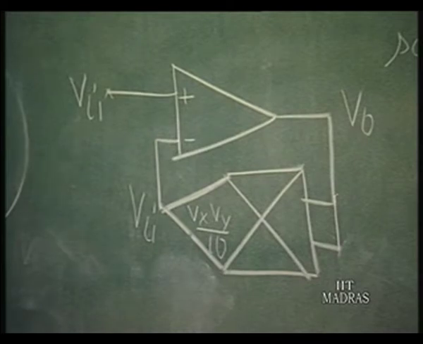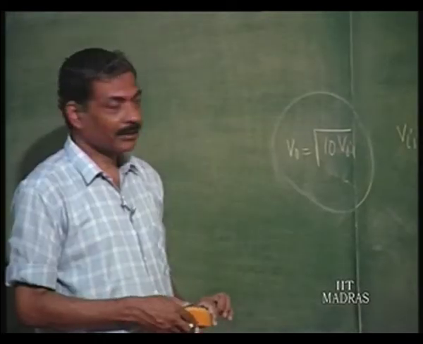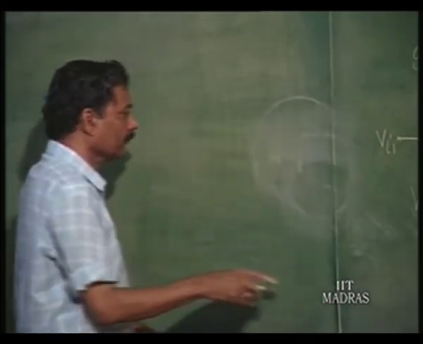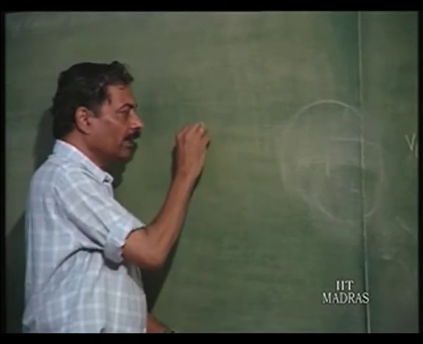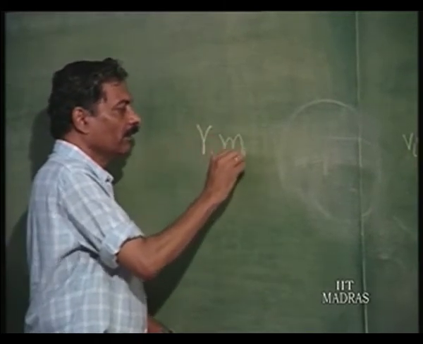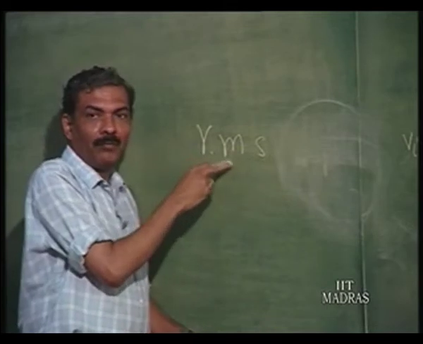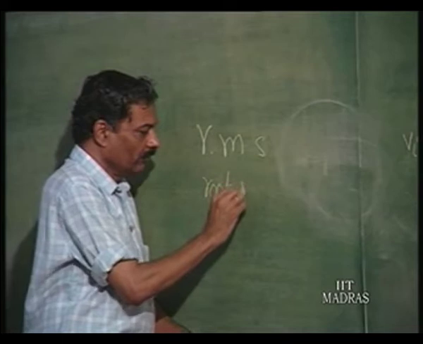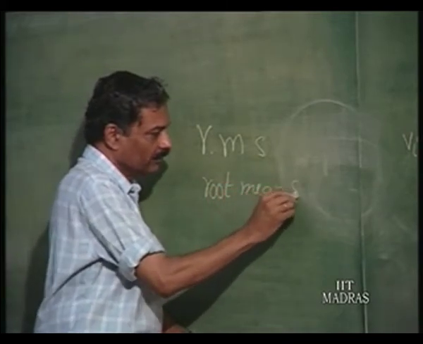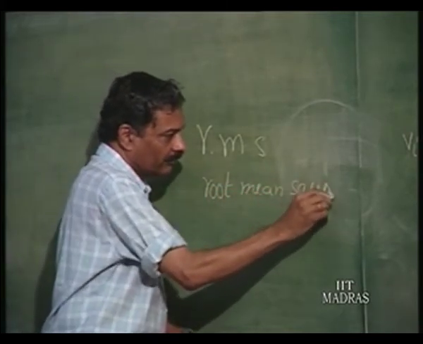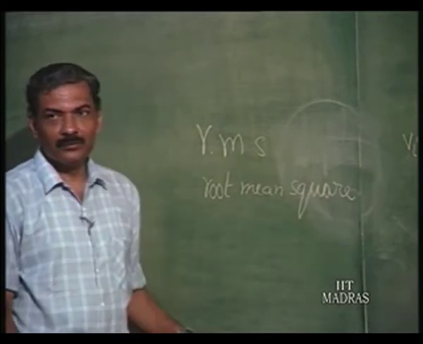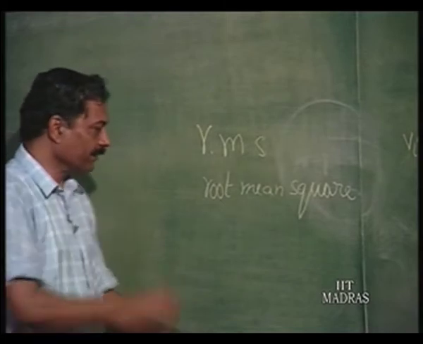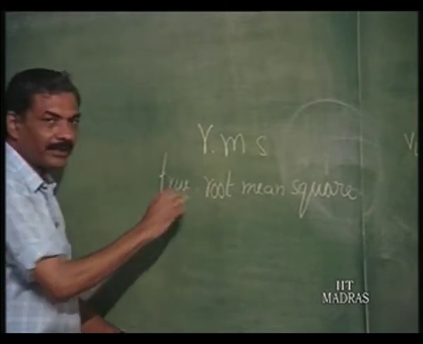If you have a square rooting circuit, you can do so many things. Squaring and square rooting we know. What is called the true root mean square value, the RMS value of a given periodic waveform? How do you find out the true RMS value?